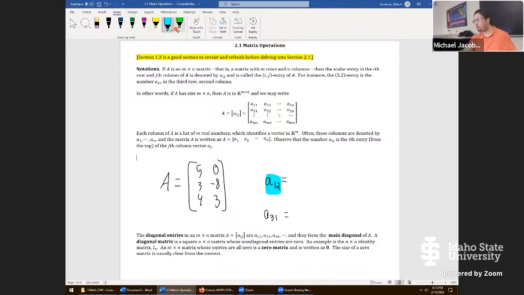Oh, yes, it's going to be in row 1, column 2. It has to be that 0. Good call. And just for fun, anyone else see where A31 should be? Which entry that one would be? Yep, it would be this one right here. So that's how the notation works.